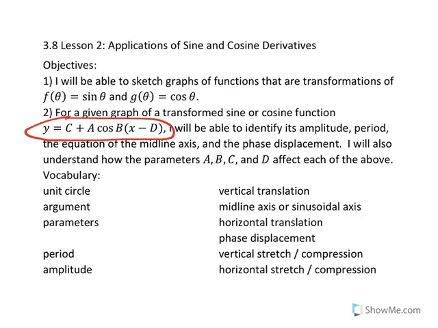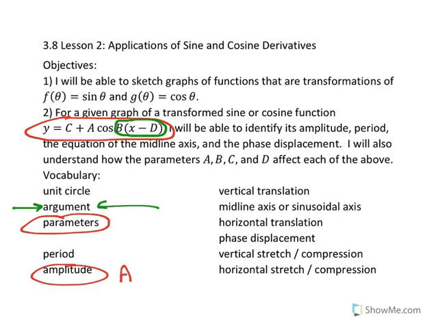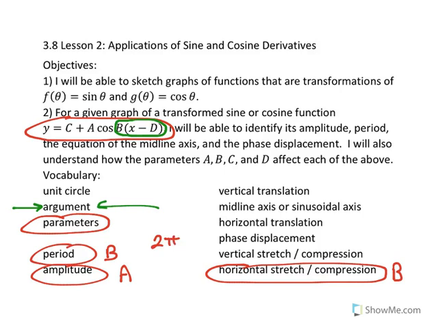c, and d are called parameters, and b times x minus d is called the argument of the cosine or the sine function. And the values of the parameters a, b, c, and d, the value of the parameter a will tell us what the amplitude of the graph is. The value of the parameter b will tell us about a horizontal stretch or compression. It will also tell us about the period. The period will be 2 pi divided by the absolute value of b.